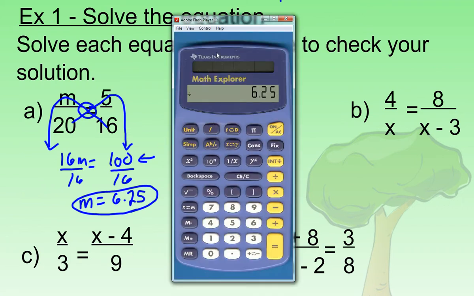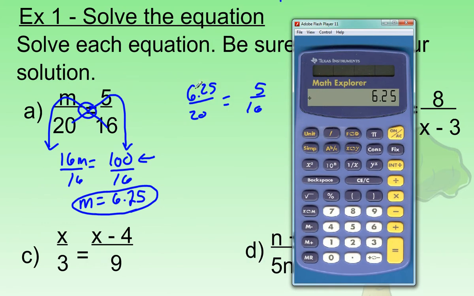You could check this a couple different ways. You could take 6.25, divide by 20, gives you 0.3125, and clear. 5 divided by 16 should hopefully give us the same thing. Yay. Another way to check is you could cross multiply these. So 20 times 5 is 100. 16 times 6.25 is 100. So that checks out.